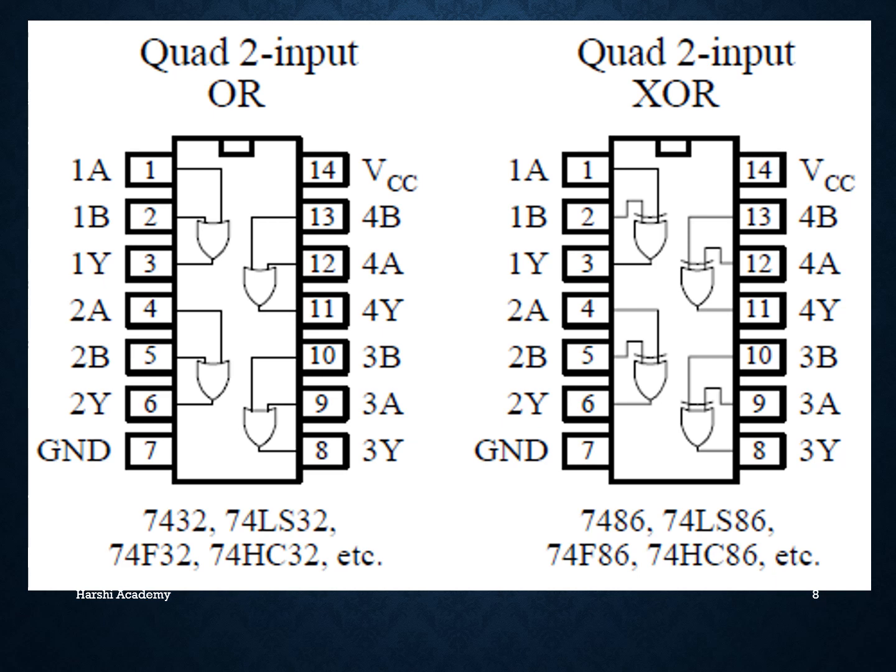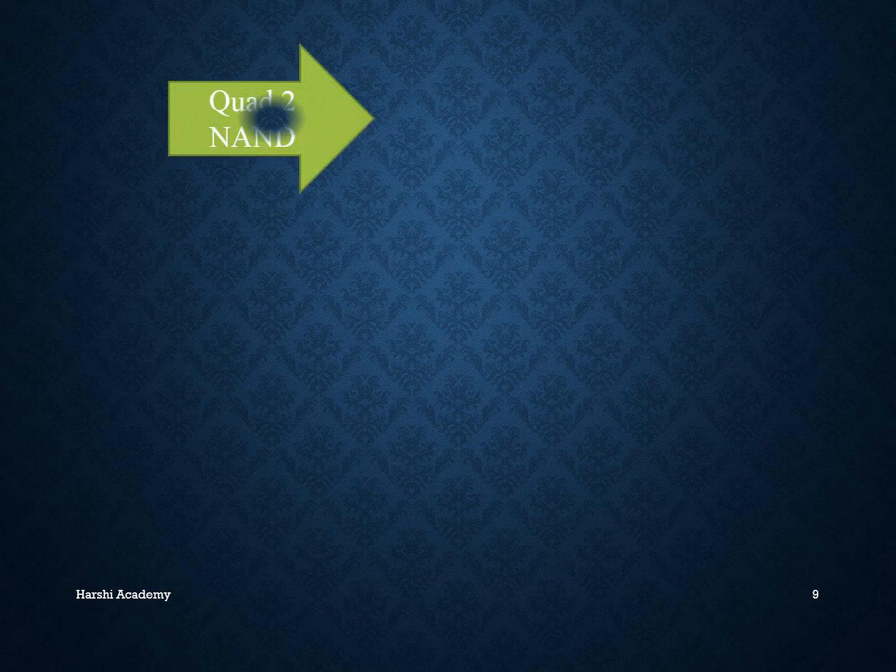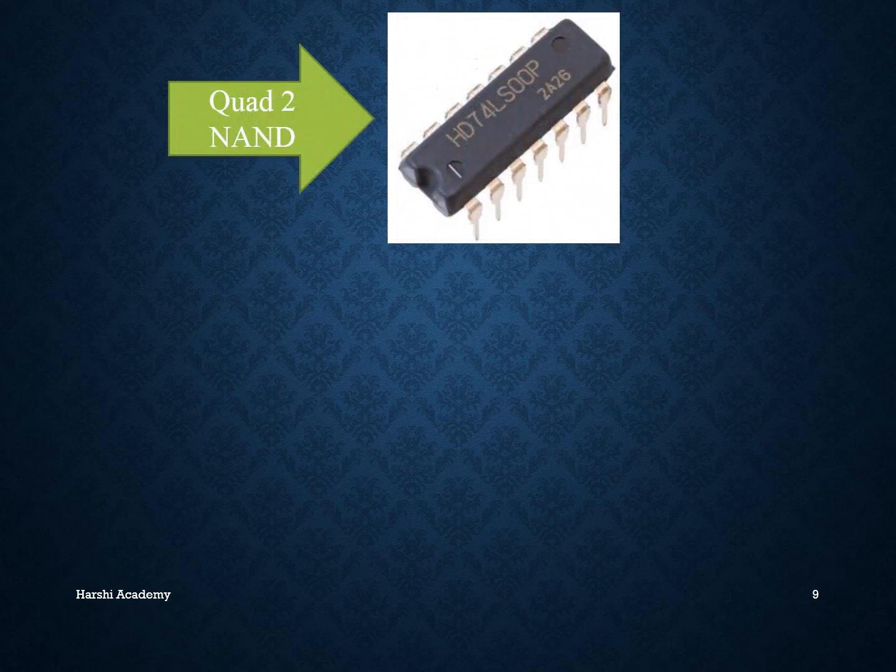This is the quad 2 input OR gate and the quad 2 input XOR gate. Here you can see 4 gates in each IC. Please keep in mind this number. It is necessary if you do the practical in the lab. Quad 2 NAND gate. This is the IC you can see in the laboratory.